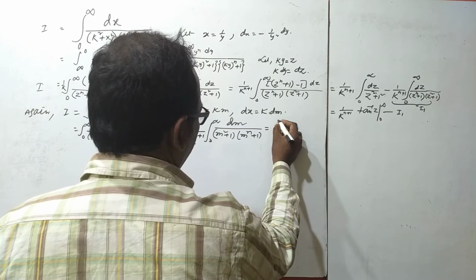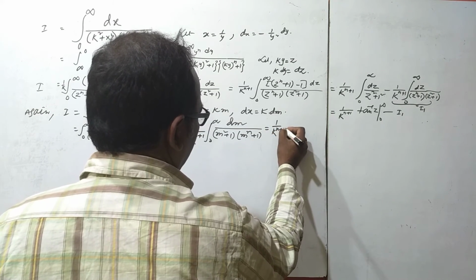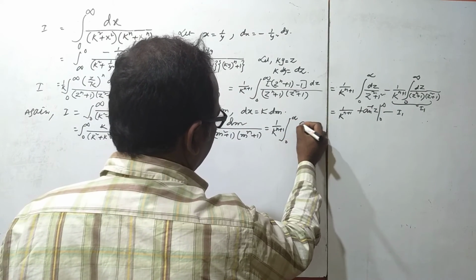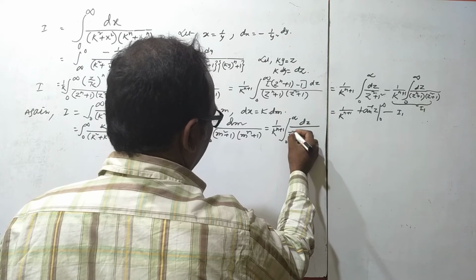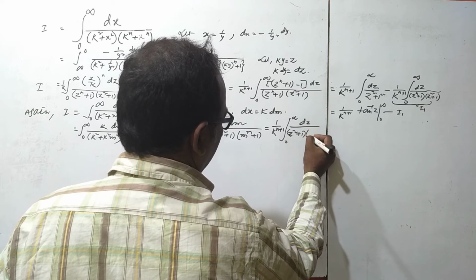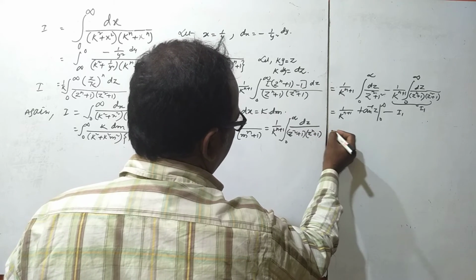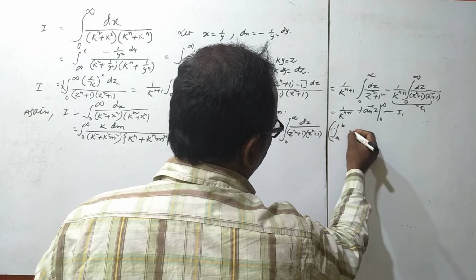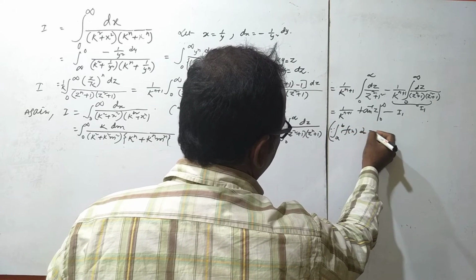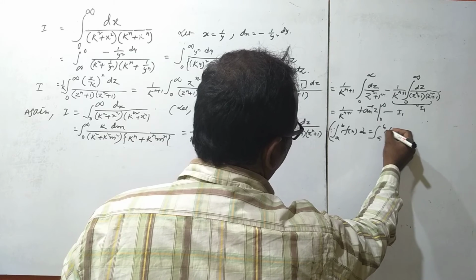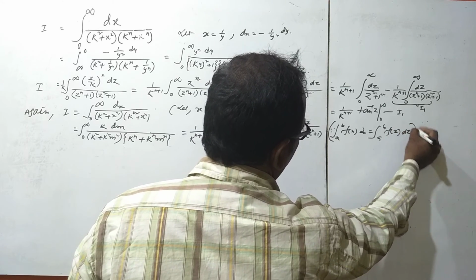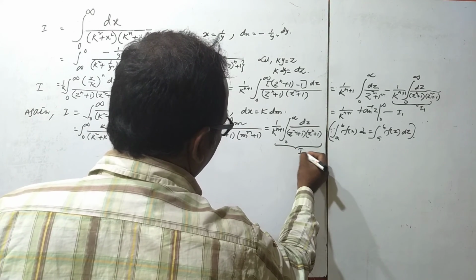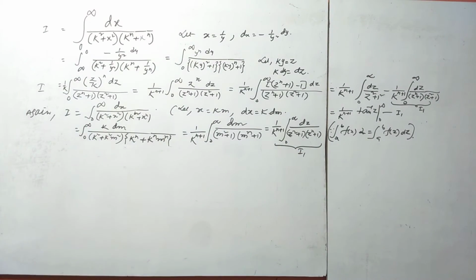And now apply the property. Look here, it is the same pattern, so you can write the integral from 0 to infinity of dz over (z square plus 1) and (z to the power n plus 1). Use the property that the integral from a to b of f of x dx can be written as the integral from a to b of f of z dz. So this is I1, so I is equal to I1.